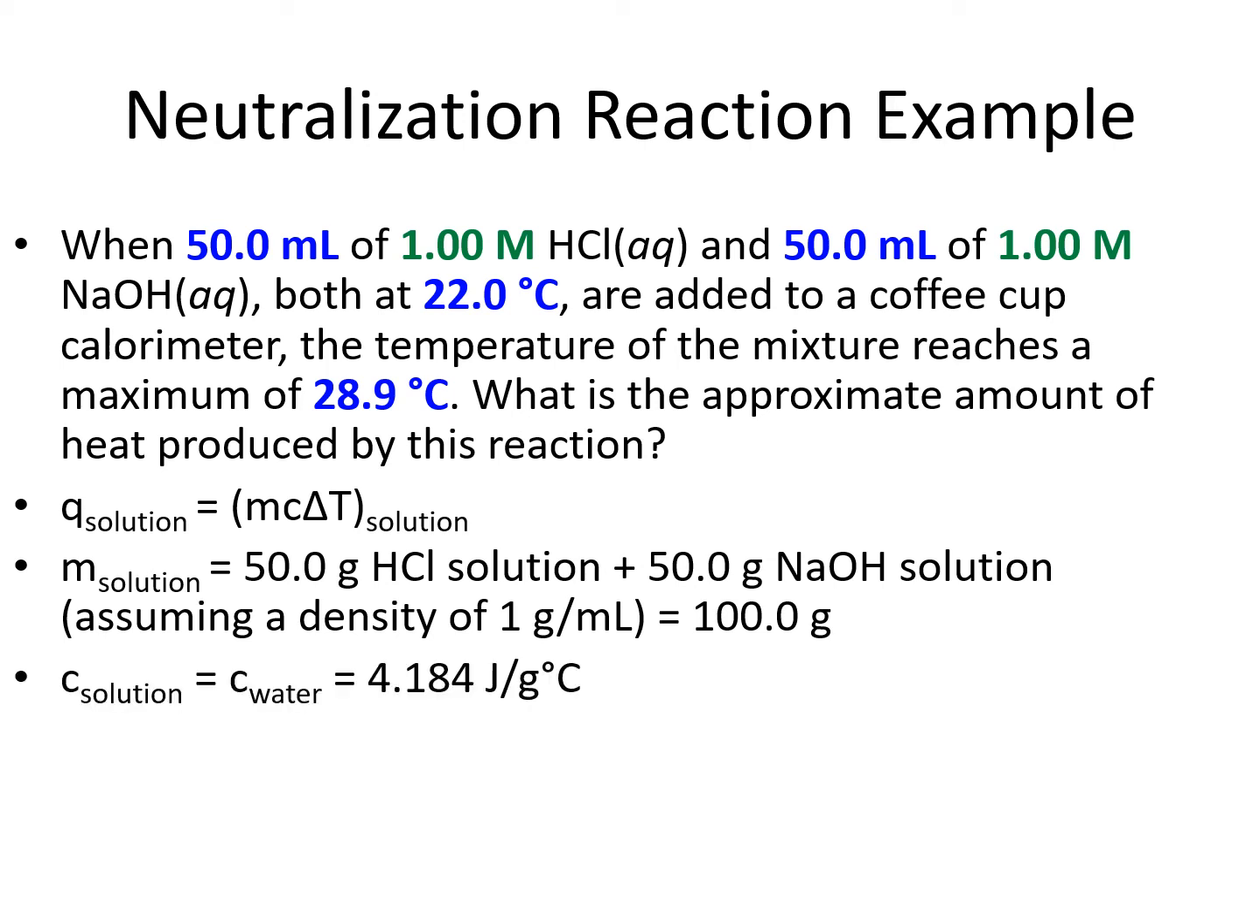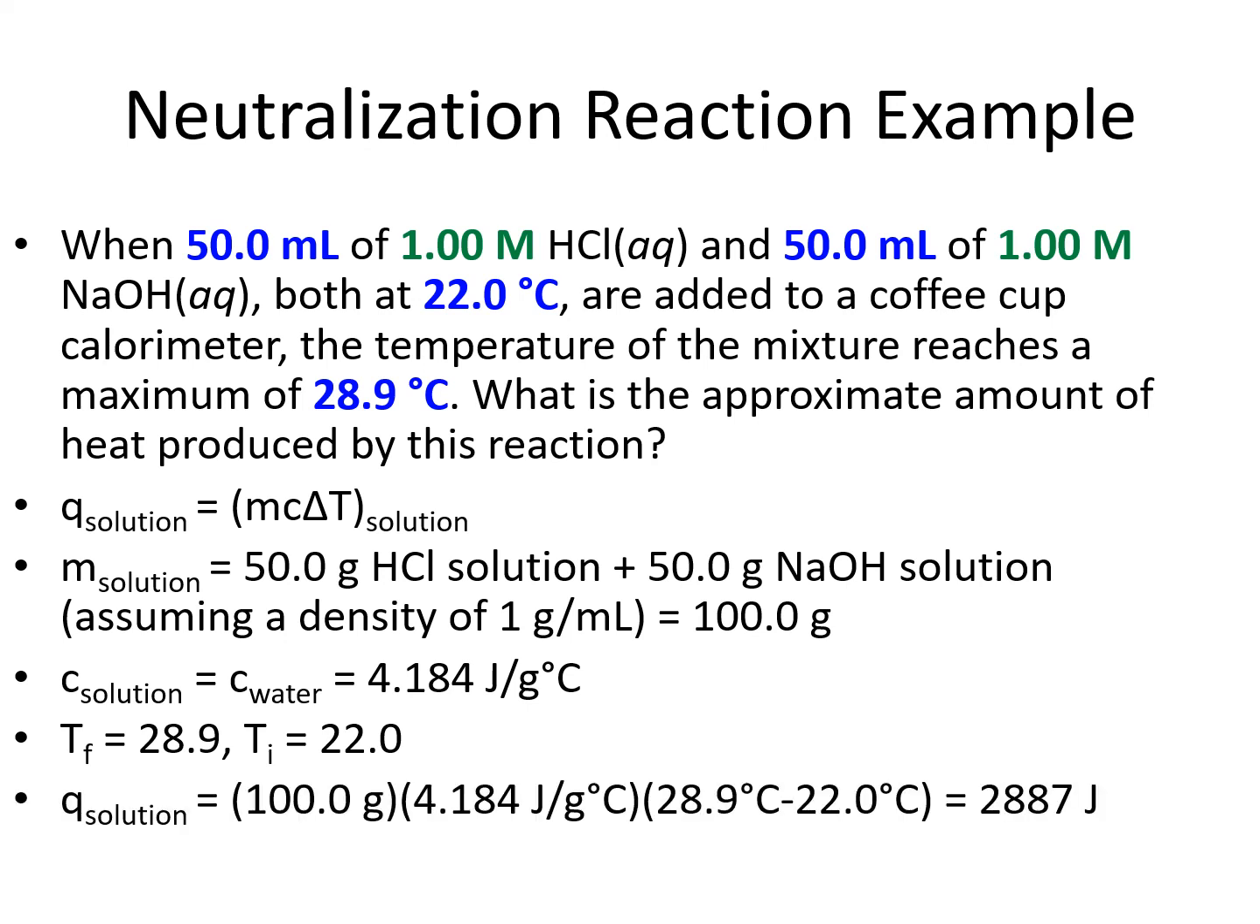For C, the specific heat of the solution, we'll use the C of water, which is 4.184, since the solutions are mostly made of water. The final temperature of the solution is 28.9, and the initial temperature of the solution is 22. And again, we're doing final minus initial. Q for the solution is 100 times 4.184, and then we multiply by 28.9 minus 22. And that gives us 2,887 joules for the solution.